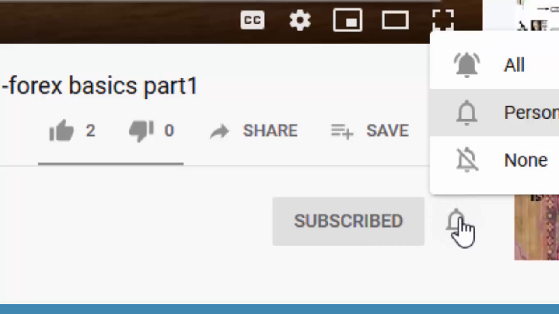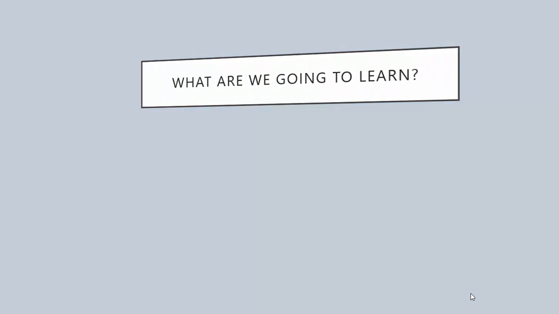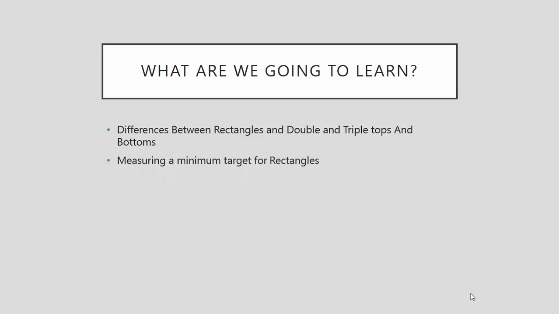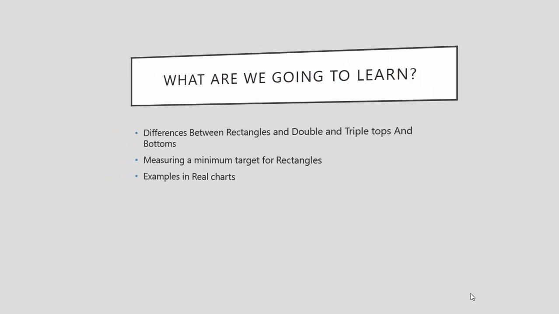In the previous video we talked about rectangles, and in this video we will see the differences between them and double and triple tops and bottoms. We are also going to measure a minimum target for rectangles and see some examples in real charts.